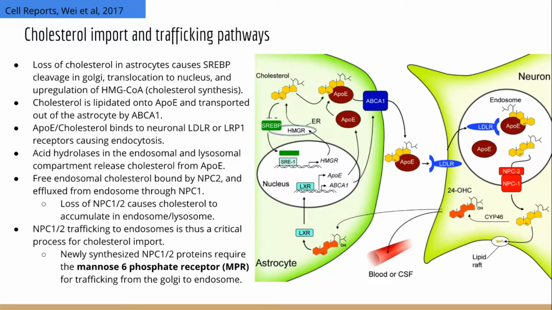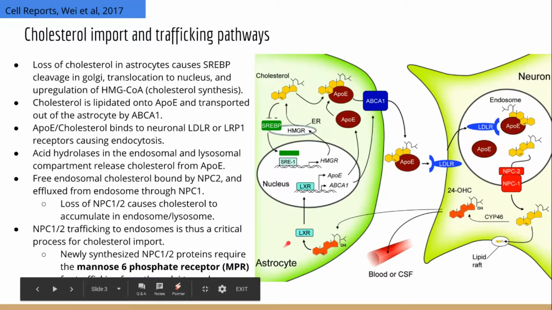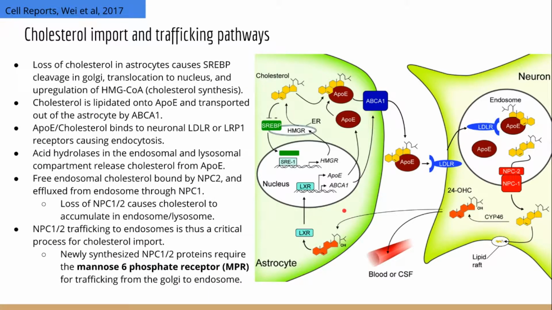When the mannose-6-phosphate receptor translocates to the plasma membrane from the Golgi, it brings the NPC2 protein with it. Eventually NPC2 is endocytosed and it localizes to endosomes. So the MPR, mannose-6-phosphate receptor, is critical for NPC2's localization from the Golgi network to the endosome, and it allows cholesterol efflux from the endosomes.